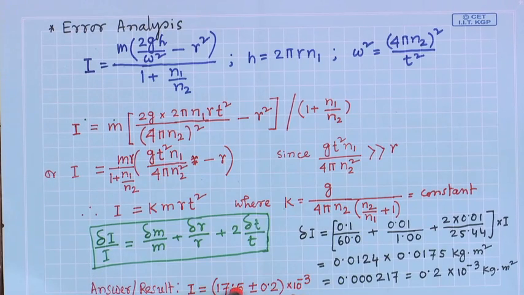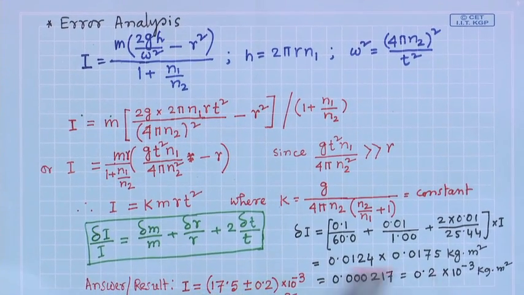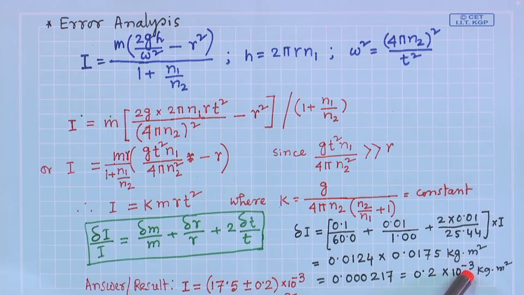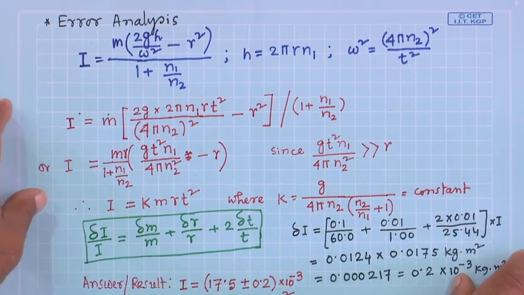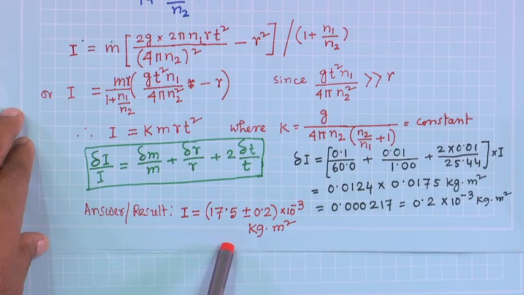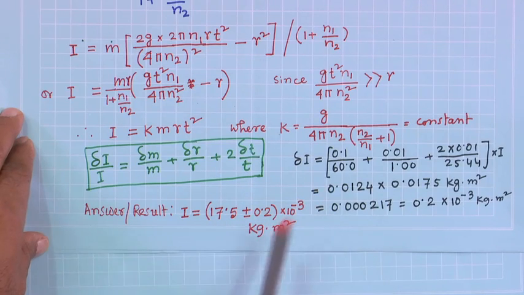After the decimal there is one digit, so I can keep this error only up to one decimal point. This I can write as 0.2 into 10 to the power minus 3. We have to take the same format. So your error is 0.2 into 10 to the power minus 3, and we write it as 17.5 plus minus 0.2 into 10 to the power minus 3 kg meter square.